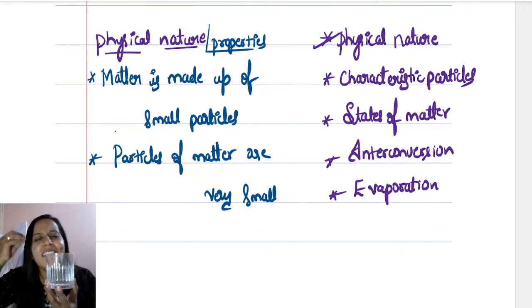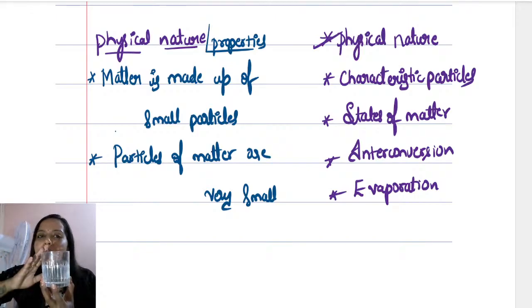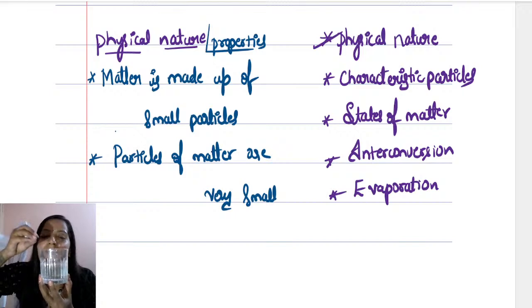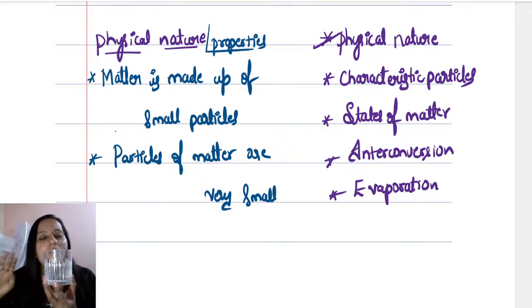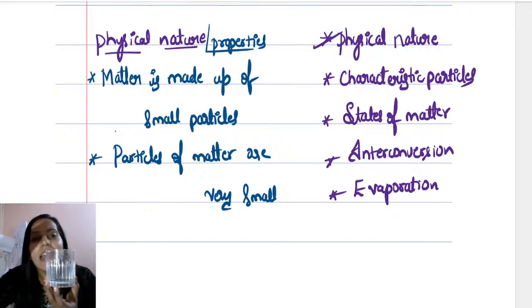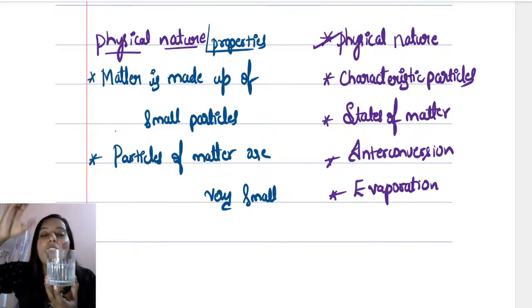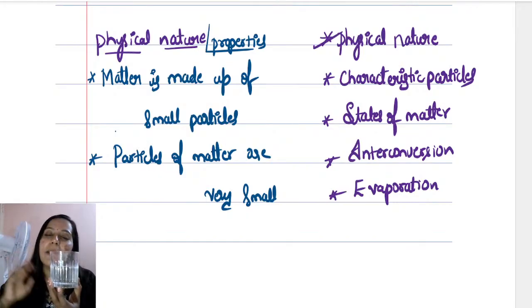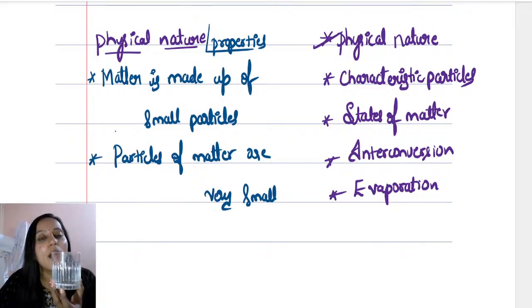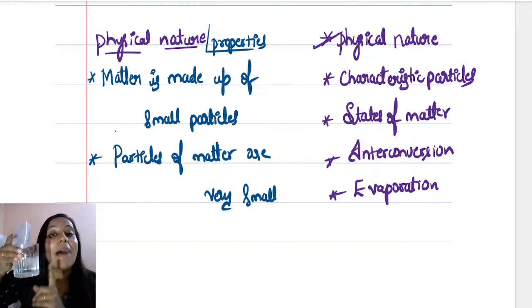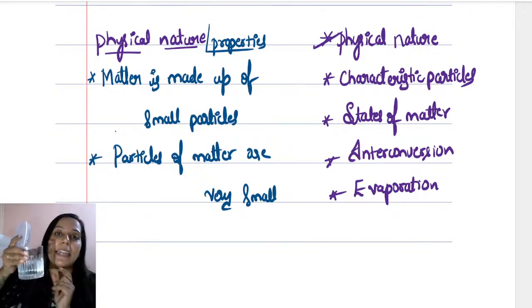Just think, when I add salt, if salt was not made up of small particles, all the salt particles would have been suspended in the water, or would have settled at the bottom of the water. It does not happen. Why? Because all the salt particles further got broken down and occupied the space present between the molecules of the liquid, the water. Okay, this activity proves that matter is made up of small particles.